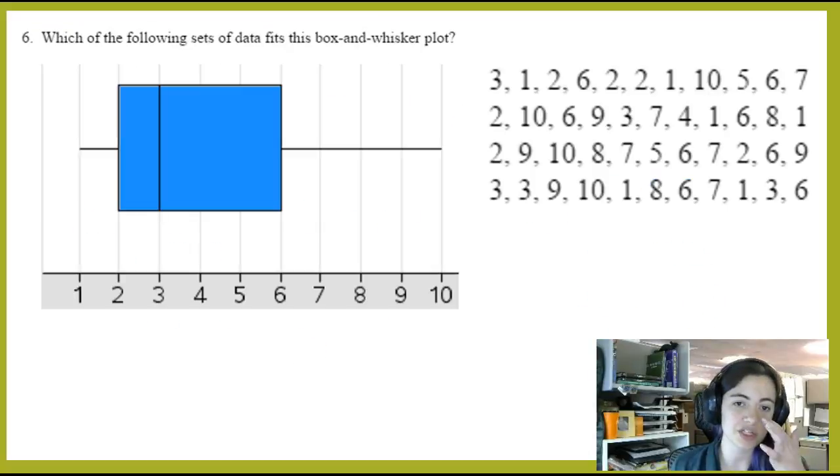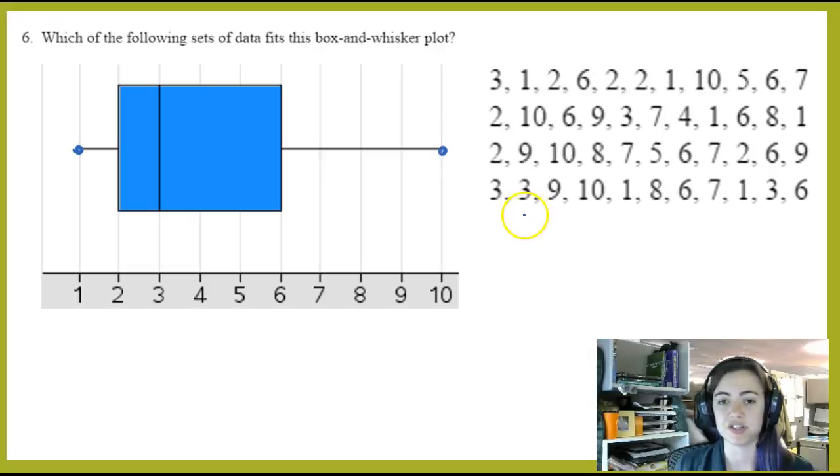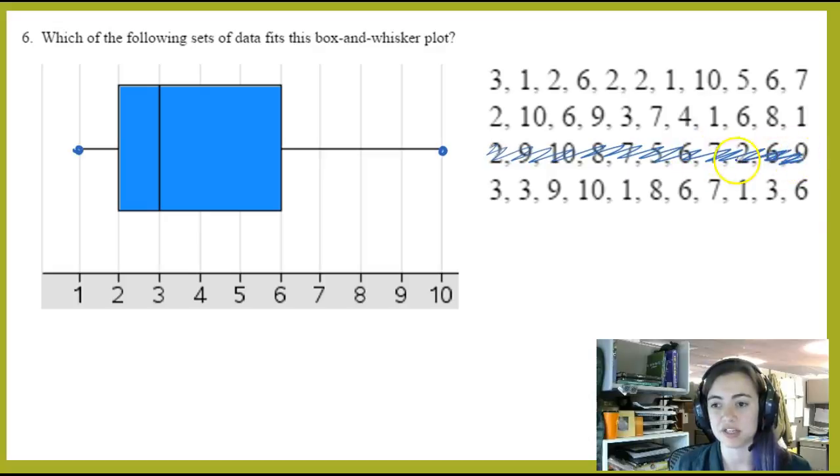The last question says, which of the following sets of data fits this box and whisker plot? So the first thing that I look for is my minimum and my maximum, and let's just make sure that's included in all of this data. If it doesn't have that, then it can't be that. So this one has a 1 and a 10. So already we know that option C can't be true because it doesn't have a minimum of 1. The others do.